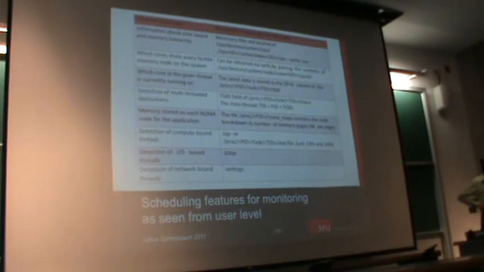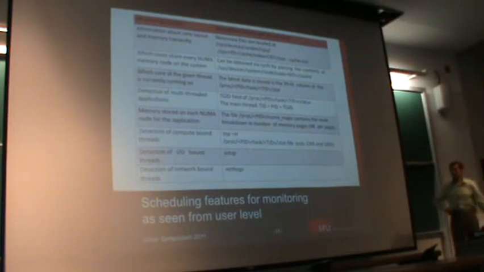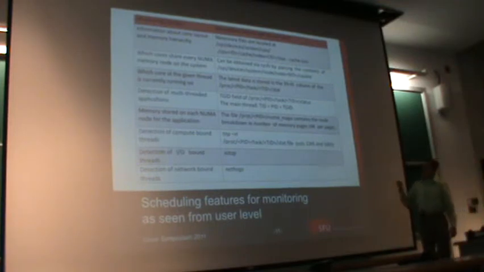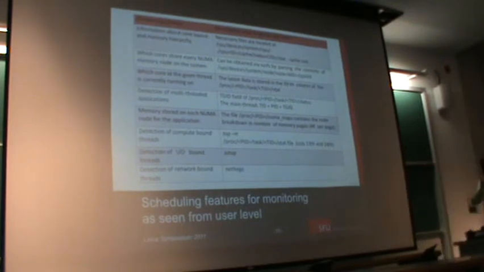Which core ID is the given thread currently running on? From the proc file system, it's easily obtained. You just parse the stat file. It will tell you what core the thread is running on at this particular moment of time.